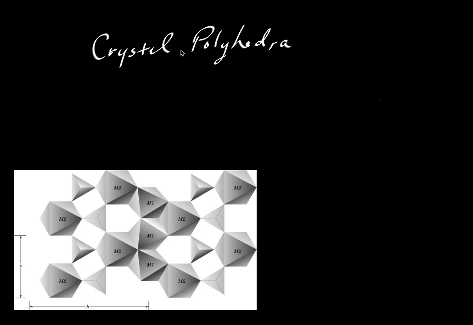So in this video, we're going to look at so-called crystal polyhedra, or maybe even a better way to phrase this would be crystal coordination polyhedra, because we're going to look at the so-called coordinations of various elements in a given crystal. And the crystal that we're going to use as an example is the mineral olivine from this very nice diagram from Klein and Dutro, their mineralogy textbook.